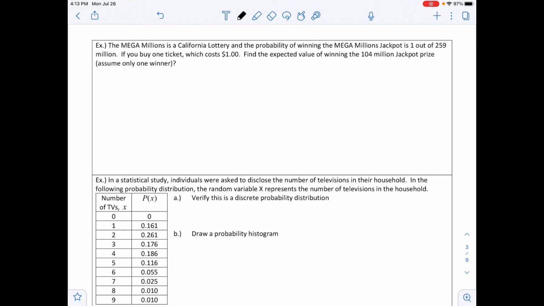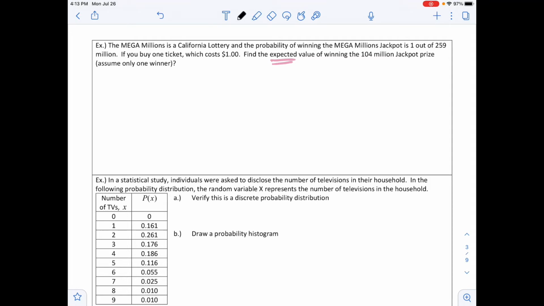So for this, you'll notice that this is similar to what we had previously. It does have the word expect in there. It does ask for the expected value, so keep your eyes open for that. But we do not have a probability distribution. And so we're going to go ahead and create our own probability distribution.